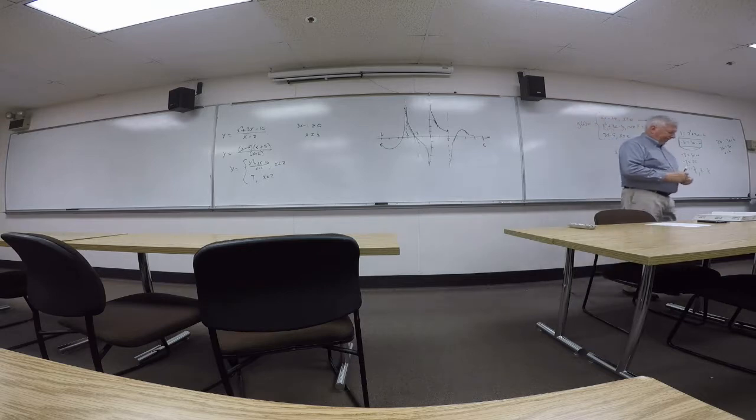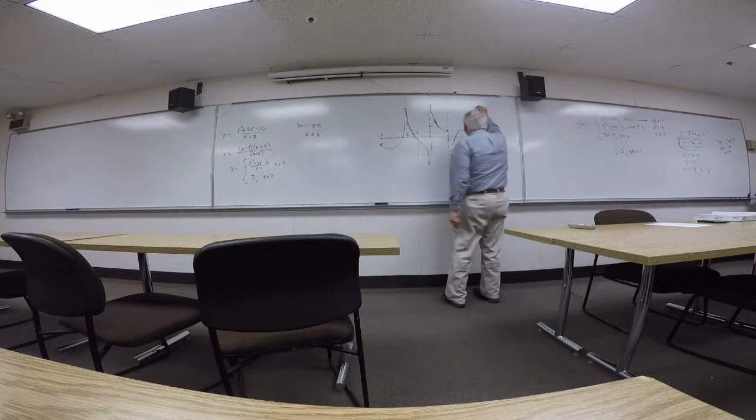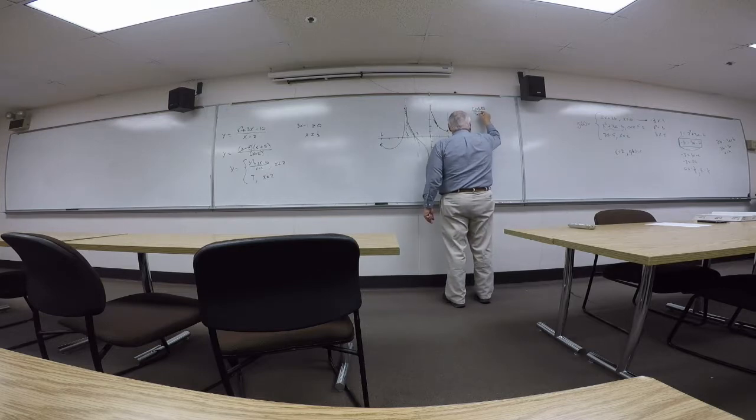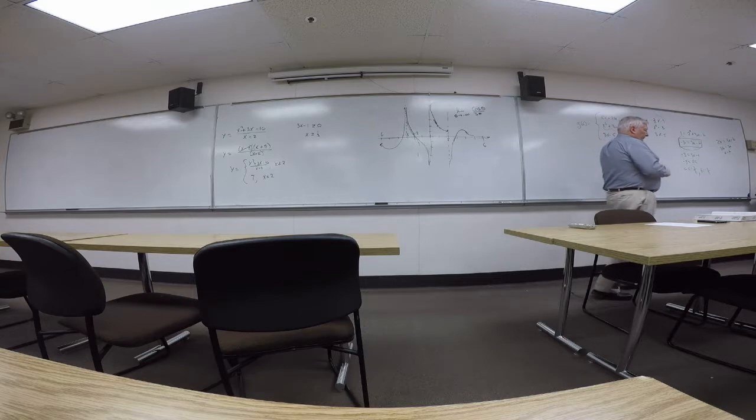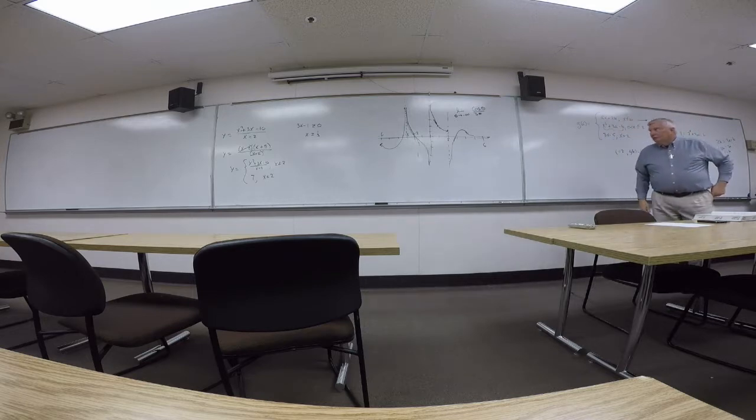Number 10. Find the limits. Limit as theta approaches negative infinity of cosine theta over 3 theta. Well, again, what are the bounds on cosine? What are your upper and lower bounds on cosine? 1 and negative 1. It's bounded.